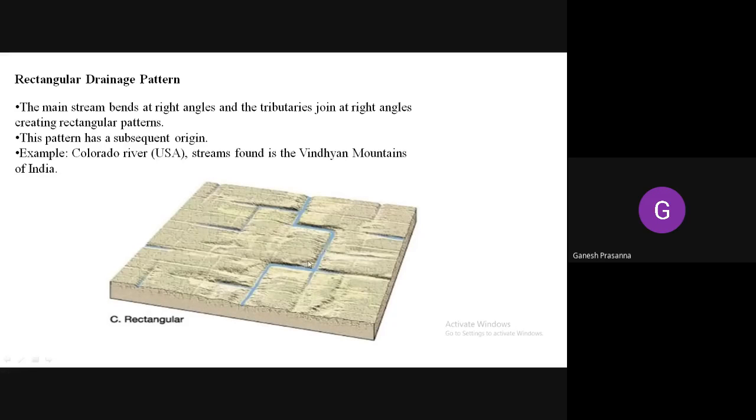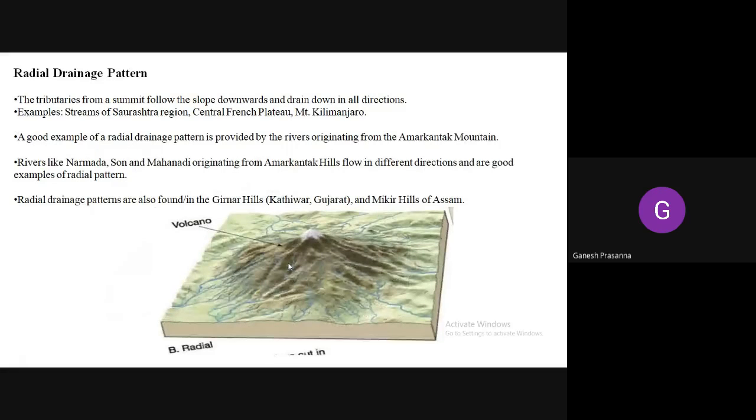Creating a rectangular pattern. Coming to the radial drainage pattern, these are patterns very common where tributaries flow from a summit or a hilltop, following the slope of the mountain or hill downwards and draining in all directions. For example, whenever there is rainfall on the hilltop or summit, the water usually flows in all directions.